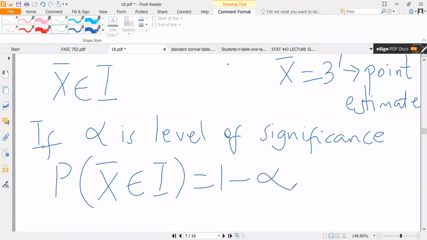If alpha is the level of significance, then it means that the probability that our estimator X bar lies in a given interval is equal to 1 minus alpha. So we need to find this interval I so that we can now be sure of the range within which we expect our values to lie.